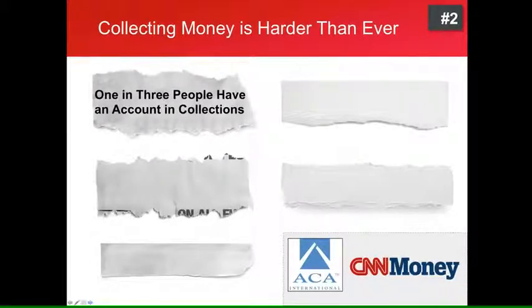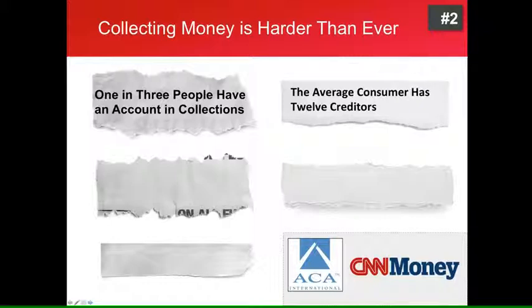First, 1 in 3 people now have an account in collections with a collection agency, 1 in 3 Americans. The average consumer has 12 creditors, and that includes you and it includes me, and it means that everybody has 12 people that they owe money to on a monthly basis. And if you stack them up, thinking about who that would be, it'd be your mortgage or your rent, it'd be your auto note, possibly, it'd be your cell phone, your cable bill, it'd be your gas, your electric, all these different things you have, and those are just utilities, right?